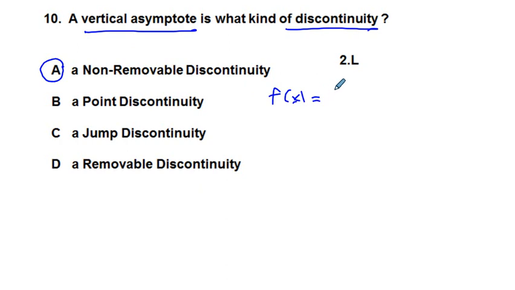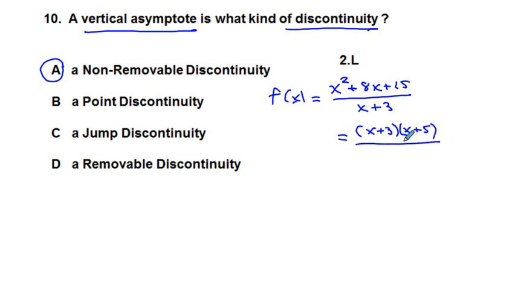f of x equals x squared plus 8x plus 15 over x plus 3. Remember that? Well, this is an example of a removable discontinuity because this thing can be algebraically removed by factoring the numerator, and the x plus 3 over x plus 3 cancel each other. So that is an algebraically removed discontinuity.